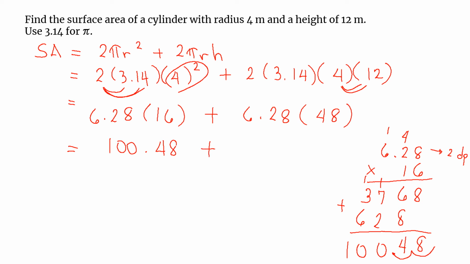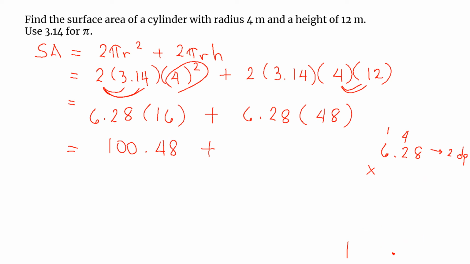Okay? Plus the other. So 6.28 times 48. So pahiin muna natin ito. 6.28 times 48 tayo this time. So 8 times 8 will give us 64. Carry 6. 8 times 2 is 16. Plus 6 is 22. Carry 2. 8 times 6 is 48. Plus 2, that is 50.